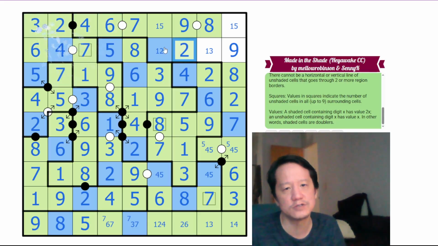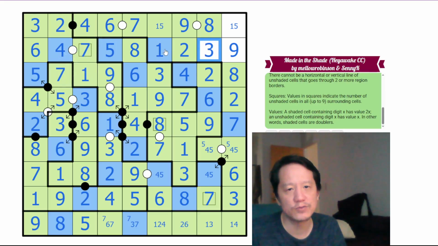This can't be 6, it's 2 and 1, which makes that 3. 1 eliminates 1 here, so it's 5 and 1, which eliminates 1 here. So that's 4. This can't be 1. This 5 eliminates 5 here, so it's 4.